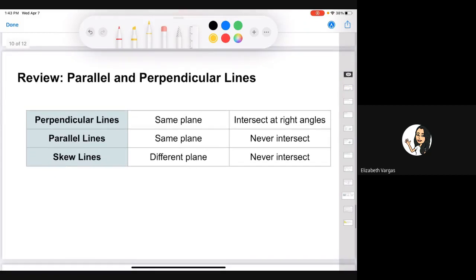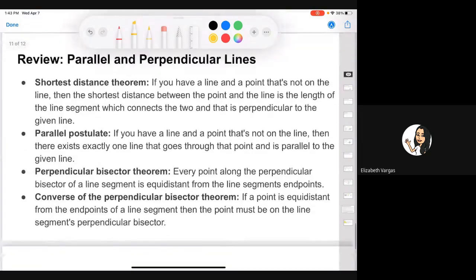So just to review, we looked at parallel lines, perpendicular lines, and skew lines. Parallel lines on the same plane never intersect. Perpendicular lines on the same plane intersect at right angles. Skew lines, different planes, never intersect. Those were the relationships that we looked at before in between those.